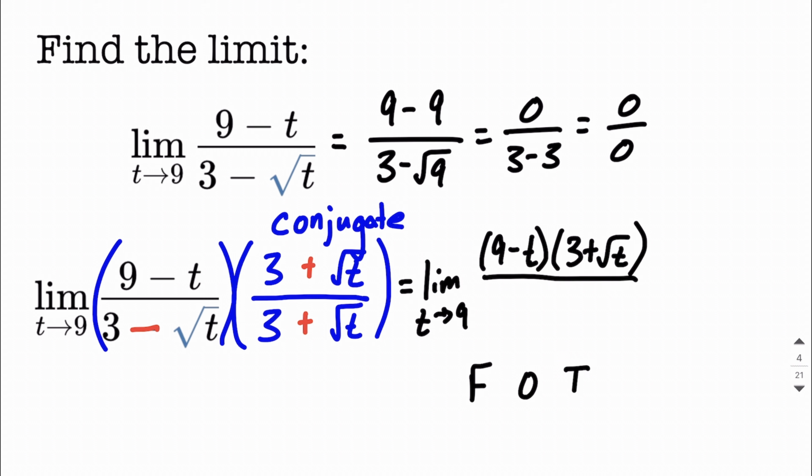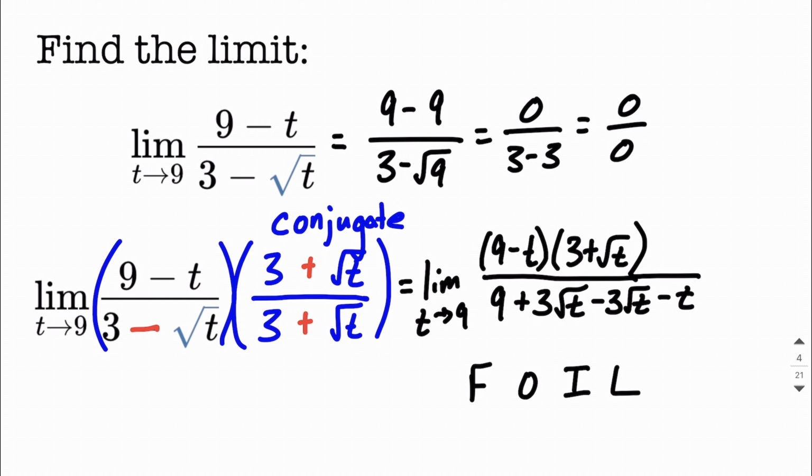Next, we're going to take our time and multiply the denominator out. We can use the acronym FOIL, which stands for first, outer, inner, last, or just think of this as the distributive property. First, we would multiply 3 times 3 makes 9. Then our outer is 3 times positive square root of t, which is going to be plus 3 square root of t. The inner is negative square root of t times 3, so minus 3 square root of t. And then our last is negative square root of t times positive square root of t, which will make negative t.